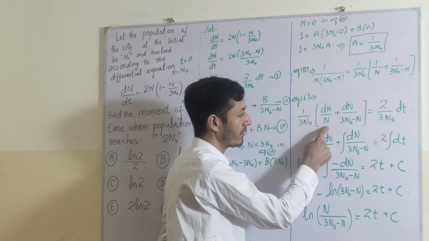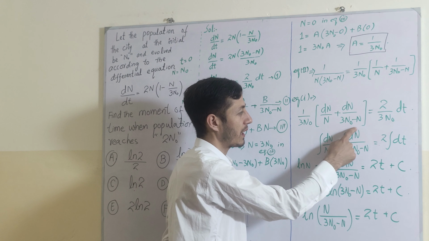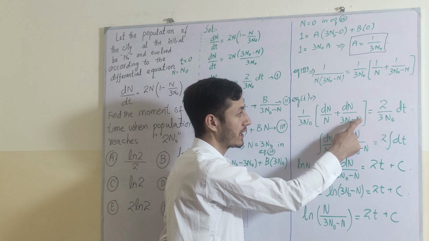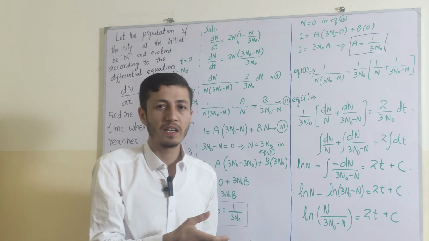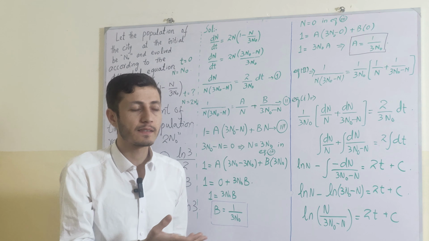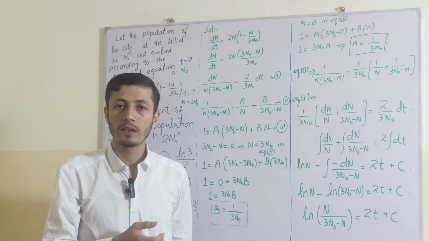Now the del n is present in the first equation, so it's multiplied with this, and it gives us del n divided by n plus del n divided by 3 times n naught minus n into whole multiplied by 1 divided by 3 times n naught is equal to 2 divided by 3 times n naught remains as it is, and del t as it is. Now 3 times n naught and 3 times n naught here, these both will cancel out. So in the remaining portion we are left with del n divided by n.